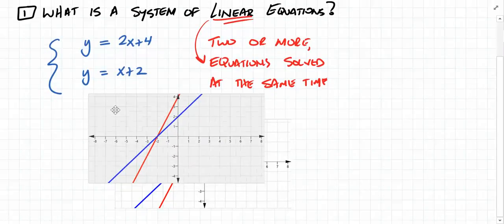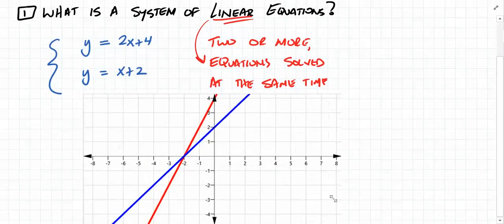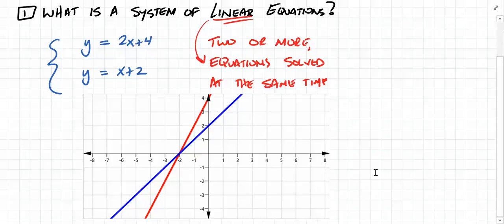Okay? So here we go. Here is the system graphed together at the same time. Let's talk about it. What do you notice about these two lines here? Anything that you see or notice? Yeah, Alice. You're saying the solution is negative 2, 0. What do you mean by that?